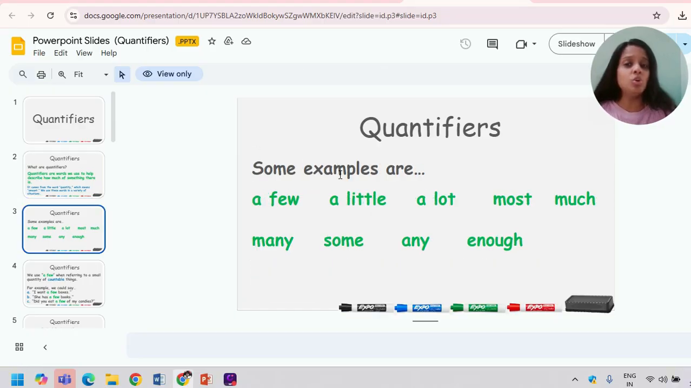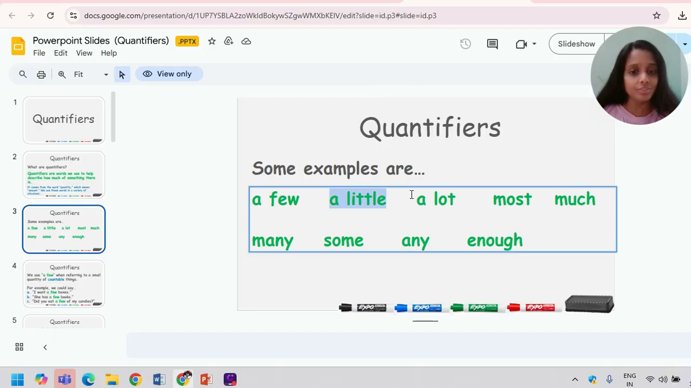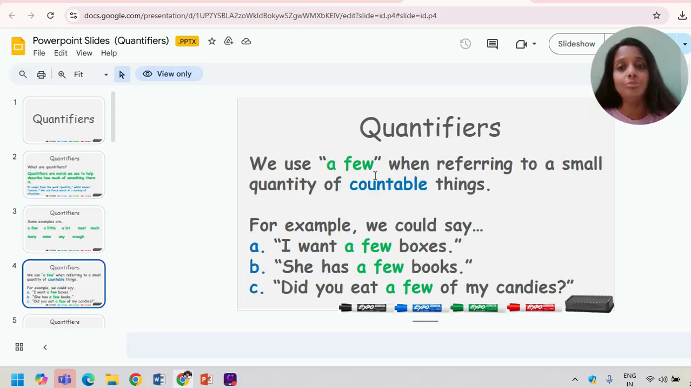Here are some of the most common quantifiers you will come across. Example: a few, a little, a lot, most, much, many, some, any, enough. Stick with me because we are going to look at each of these one by one with examples, tips, and context. Let's start with a few.